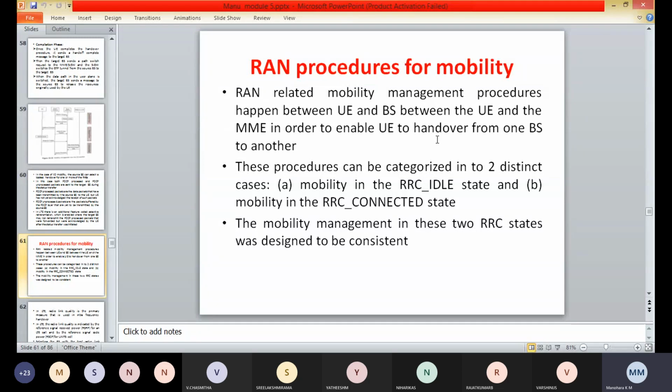So here the EUTRAN allocates absolute priorities to the different frequencies, and these priorities are conveyed by the system information message, which is on the BCH, that is the broadcast channel. The priority of each cell is determined by the user equipment, based on the priority of the frequency and the radio link quality of the cell.